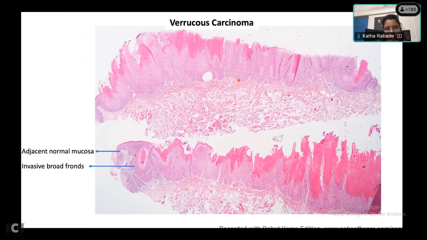So if the section is not taken with the adjacent mucosa, it is very difficult to differentiate between verrucous hyperplasia and verrucous carcinomas. Verrucous lesions lack atypia, and hence a section with the normal adjacent mucosa is essential to document the invasion beneath the adjacent mucosa, thus making it a verrucous carcinoma. So another example of verrucous carcinoma.